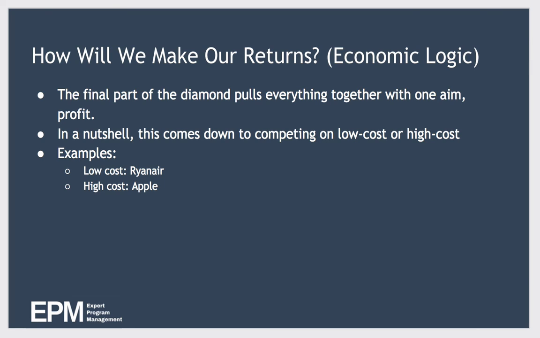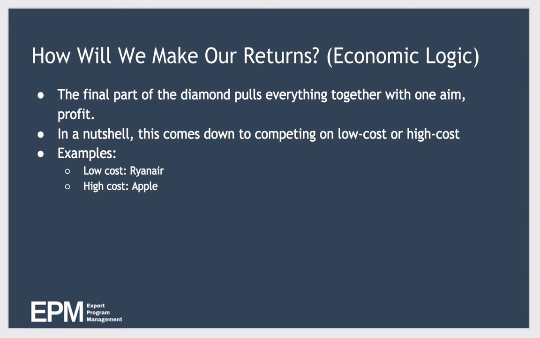Now, the final part of the strategy diamond pulls everything together with one aim, and that is profit. Now, in a nutshell, this section comes down to competing on a low cost or on a high cost basis. Now, you might compete on a low cost basis because you have economies of scale or because you have lower replication costs. You might compete on a high cost basis because you have great design or unique product features, for example. So let's look at two examples of economic logic to make this a little bit clearer.